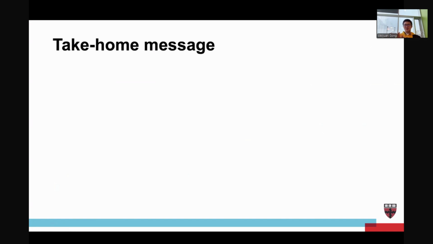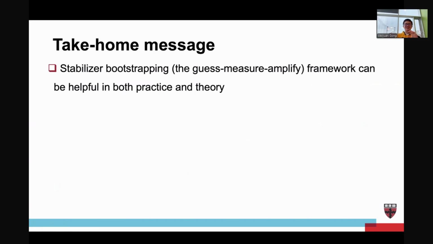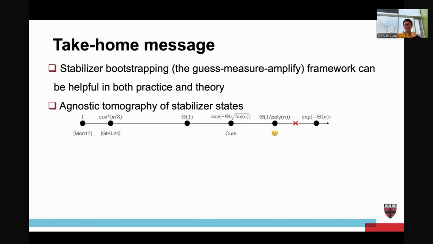Okay, let's wrap up for this talk. Due to the time limitation, I skipped some stuff, but I think the take-home message will cover most of the part I talked about in detail. The first is that stabilizer bootstrapping can be a framework that is helpful in both practice and theory, with the guess, measure, and amplify trick. We also talked in detail about agnostic tomography of stabilizer states. We show that our algorithm can work for inverse sublinear tau, and we show lower bounds for inverse superpolynomial tau, and we leave some gap here for inverse polynomial tau.